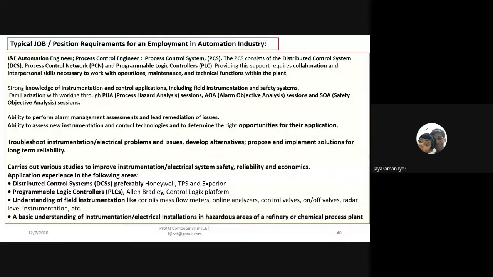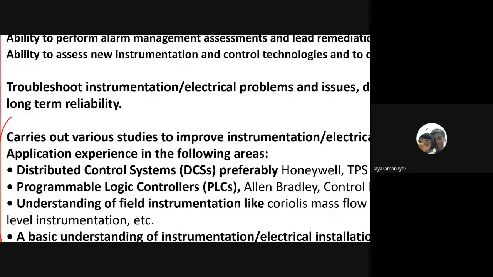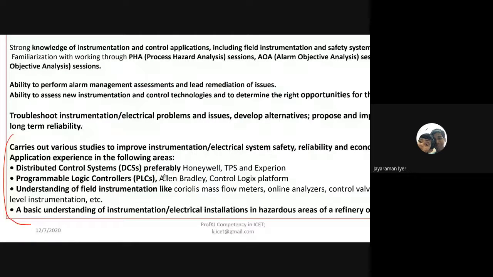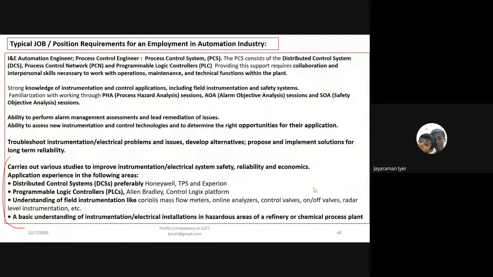Who are you? You are a faculty. Distributed control system, oh gosh, what is this? You have to understand process control network, PLC. Now look at it. This is the beauty of this whole job. It carries out various studies to improve instrumentation, electrical system safety, reliability, economics. Application experience is required. This is the requirement: distributed control system, Honeywell or something like that. Programmable logic controller. See, they also tell you, I want Allen Bradley, I want logic control platforms, all those things. Understand the instruments like mass flow meter, online analyzer, basic instrumentation, electronics in a hazardous area of a refinery and so on.